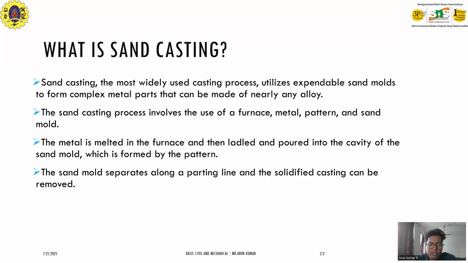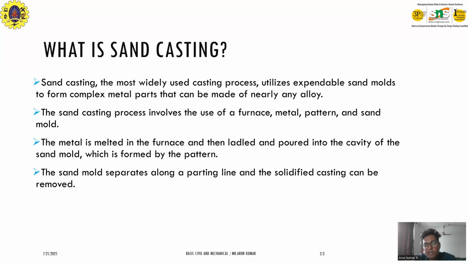Here the furnace is the most important, because we have to melt the metal. That is the primary usage of the furnace. And for the metal, we can use aluminum, for example, or different grades of material. We melt it in the furnace and mold it into a certain shape. So the pattern is the shape we desire. We assign that shape as a pattern, and we form the sand mold.